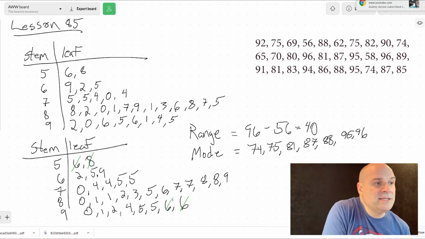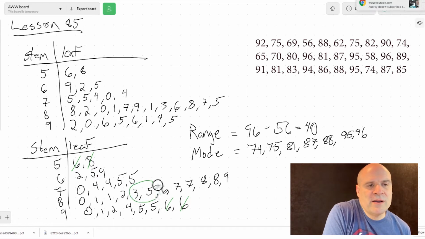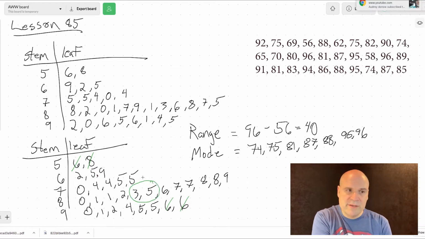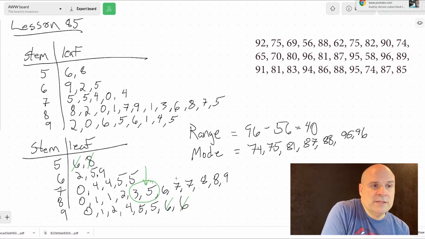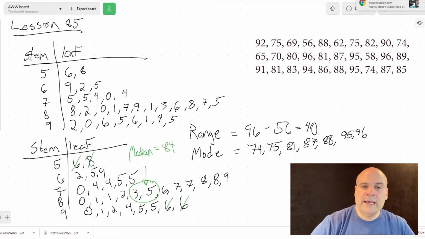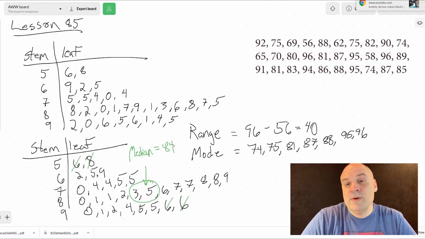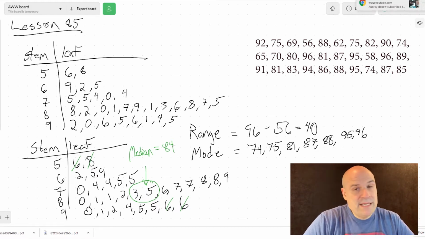In this case, let's see. 1, 2, 3, 4, 5, 6, 7, 8, 9, 10, 11, 12, 13, 14, 15. So it looks like this is where our median's going to be. Our median is going to be halfway between 83 and 85, or the average of 83 and 85, which is 84. So our median equals 84.